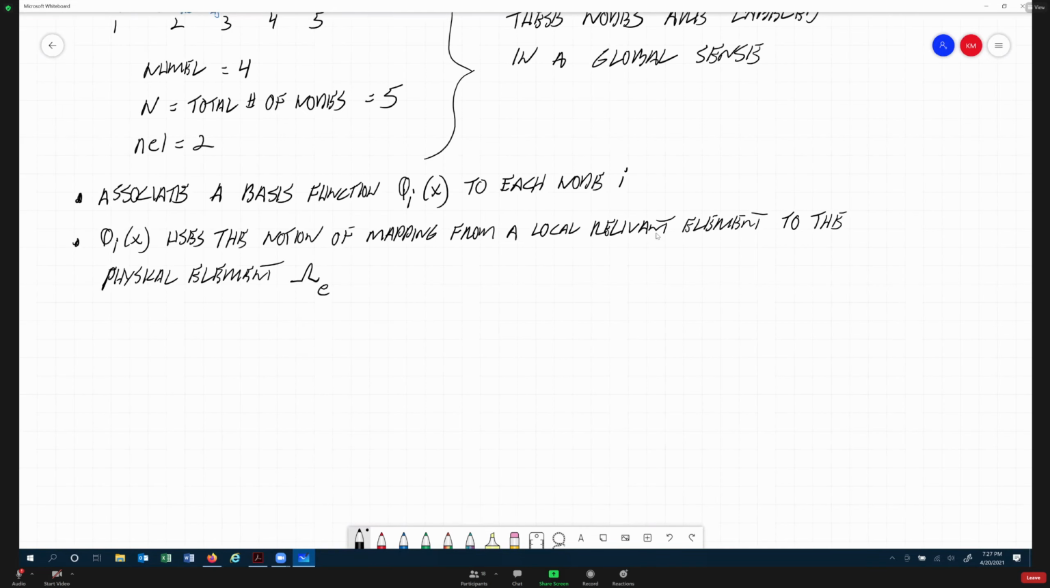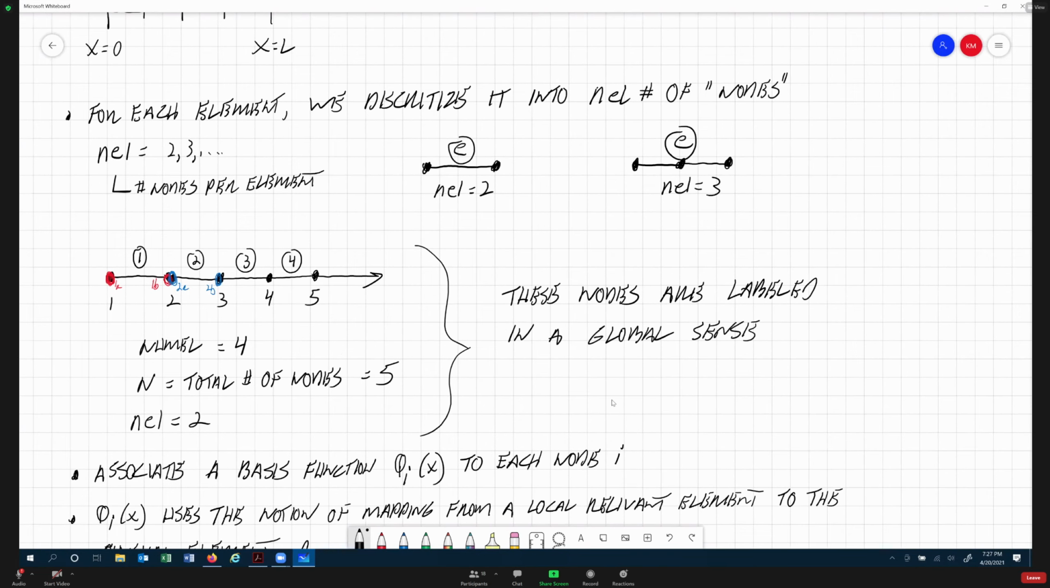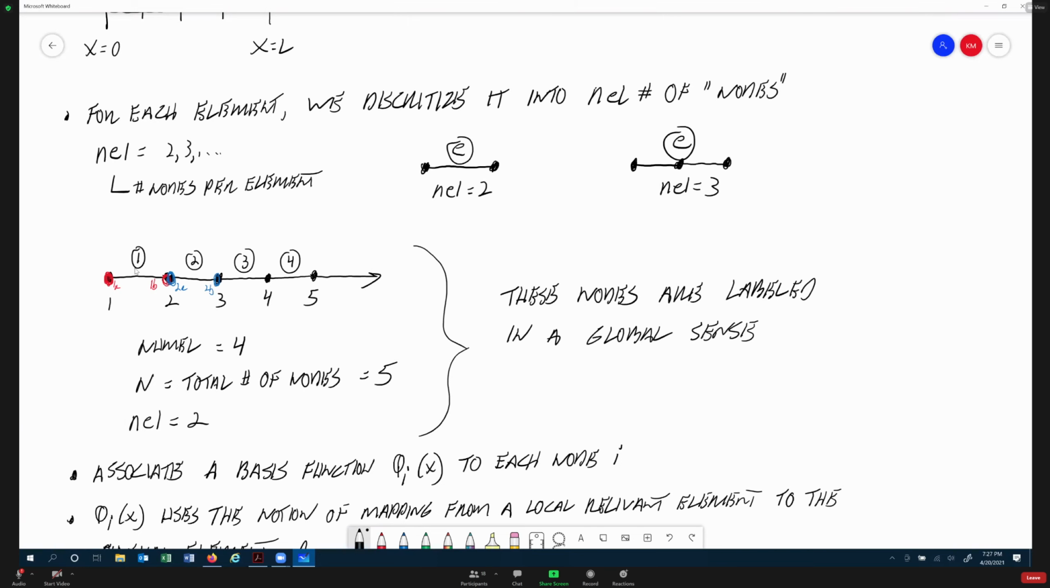So if we come back here to our example, we're saying that this 1 to 5 is x equals 0, x equals L, from 0 to L. This is omega, our domain, 0 to L, right? Nodes 1 to 5 is our domain.